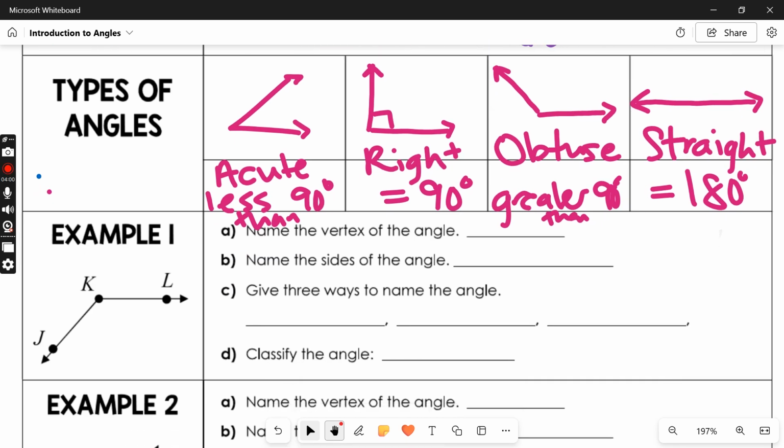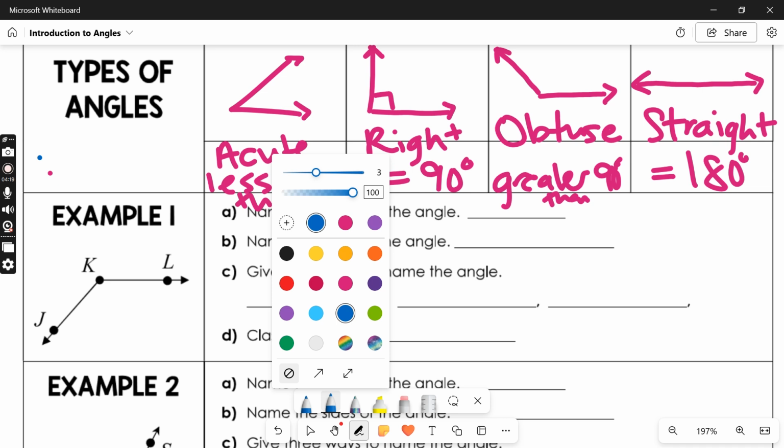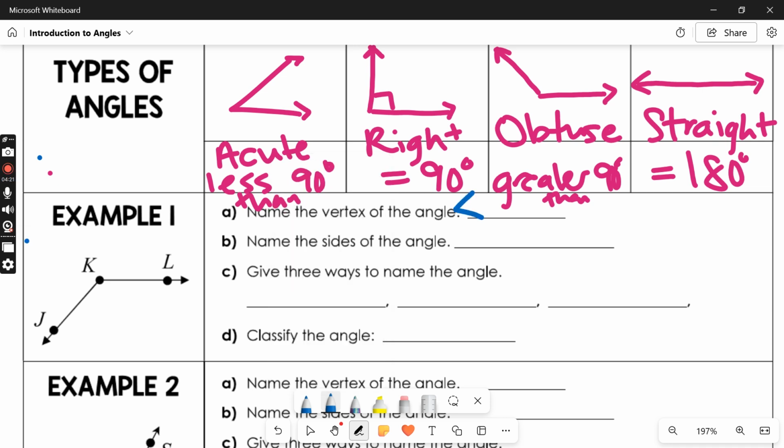All right, so we're going to use this picture on the left here to answer questions A through D. So the first thing it says is to name the vertex. So this is the only angle. So I have two options. I'm going to give both. You can just give one if you want. It's up to you. So you could name it angle K because K is the center and there's no other angles there. Or we could call it angle JKL. Okay, and I'm just following J to K, K to L.